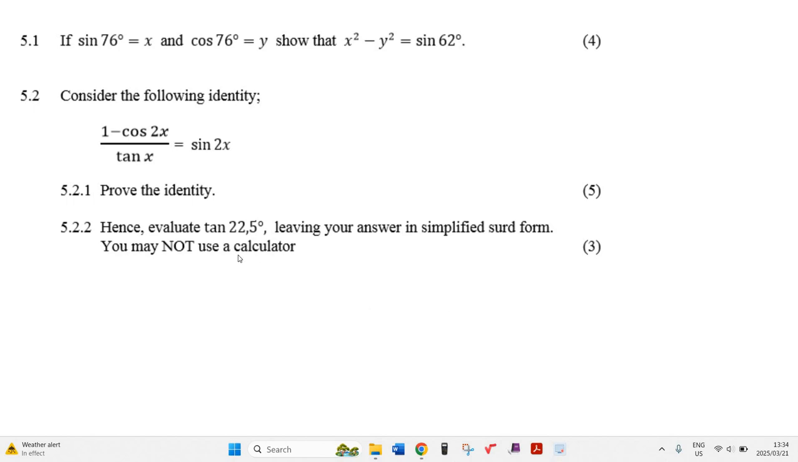Okay, let's try this last question. What are we going to do here? It says the sine of 76 degrees is equal to x and the cosine of 76 degrees is equal to y. Well, then let's just get started.